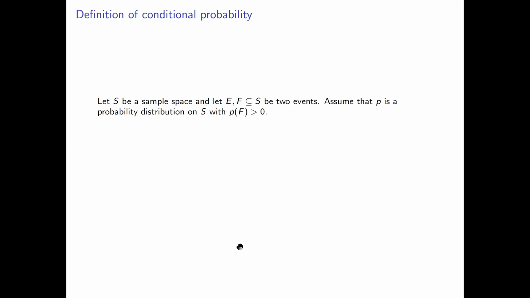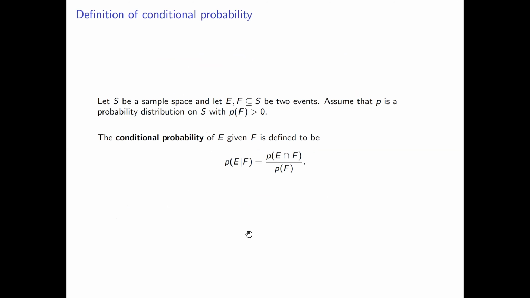And so let's say we have a sample space with some probability distribution, and we have 2 events, say E and F. And let's also assume that the event F has a positive probability of occurring, so that it makes sense to talk about it. And so what is the definition of conditional probability?